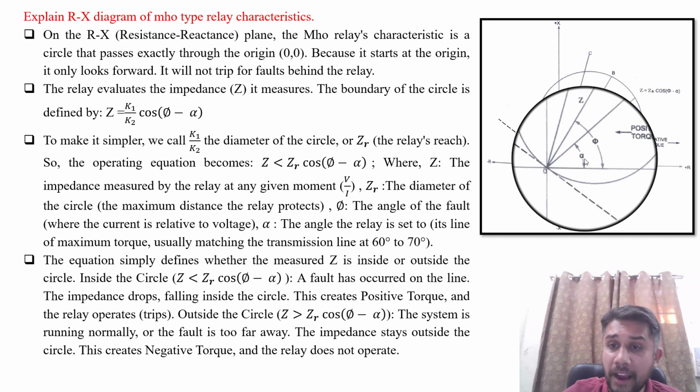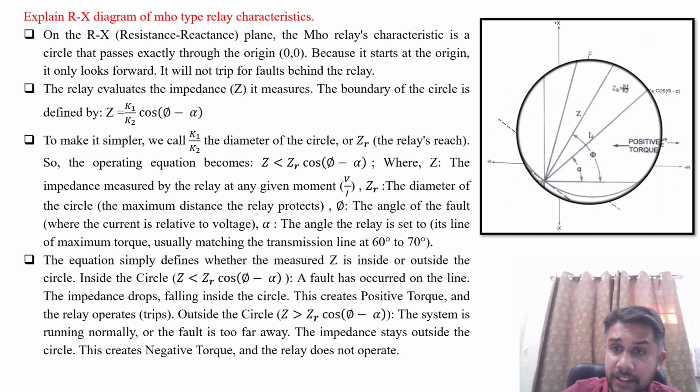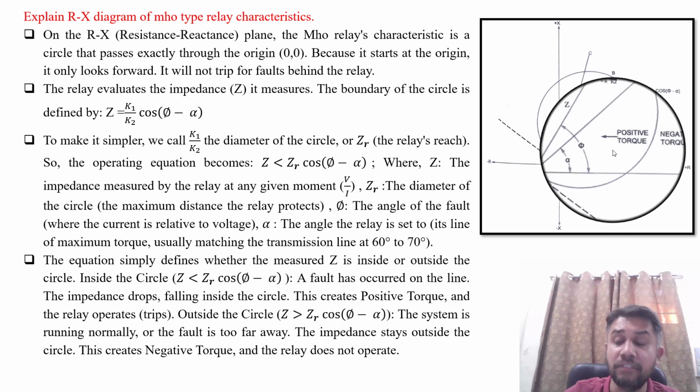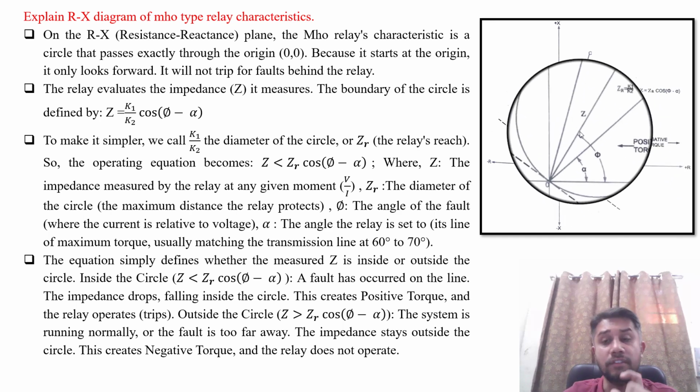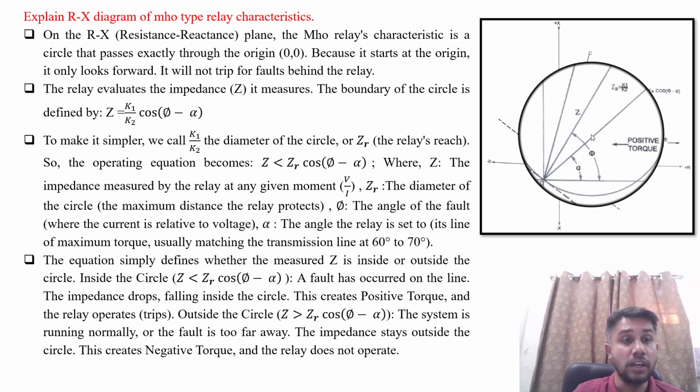This is the maximum torque angle alpha, and this is the power factor angle phi between voltage and current, or say the angle of the impedance of the line. To make it simpler, we call K1 by K2 the diameter of the circle, or say ZR, that is the reach of the relay. So the operating equation becomes Z less than ZR cos phi minus alpha, where Z is the impedance measured by the relay at the given moment, V upon I. ZR is the diameter of the circle, the maximum distance the relay protects.